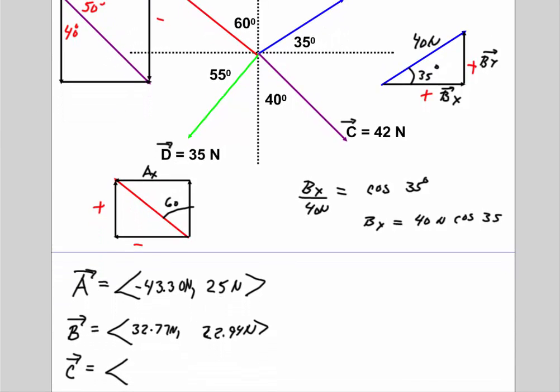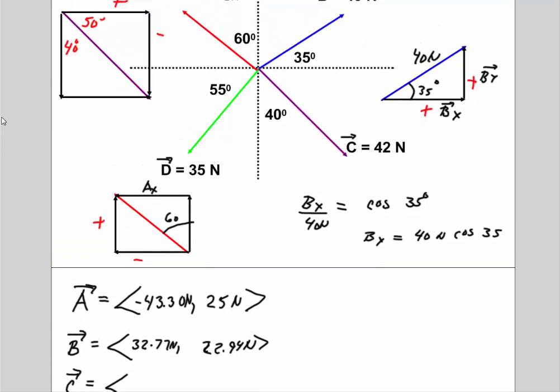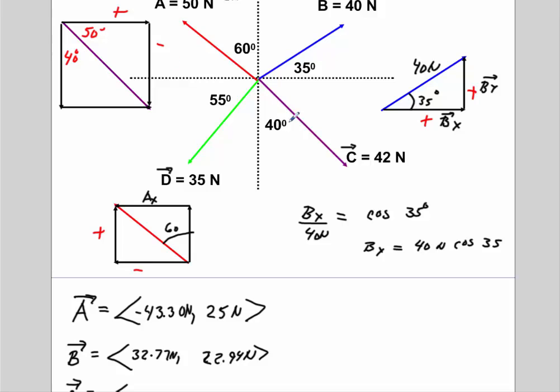So I'll go through this one a little faster. Just follow the same approach I followed on A and B. Again, I'll be using the 40 since that's given. So I'm going to take 42 times the sine of 40. So 42 times the sine of 40 gives me a value of, basically, 27.